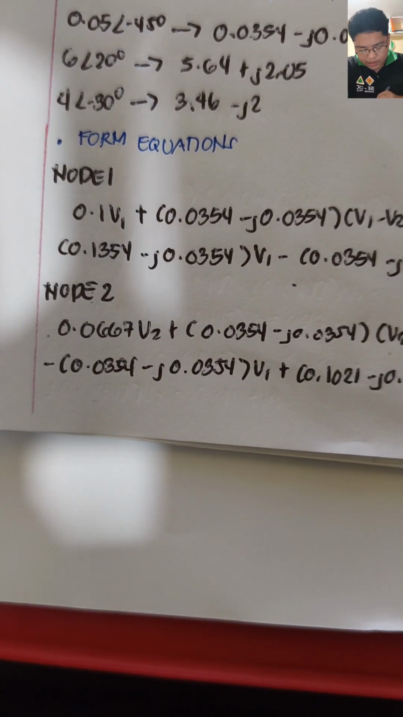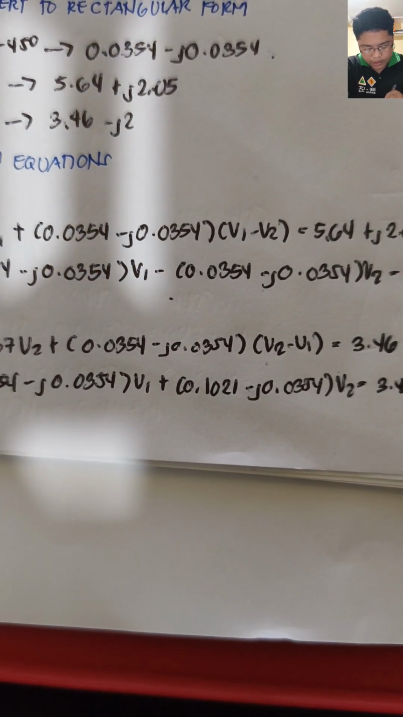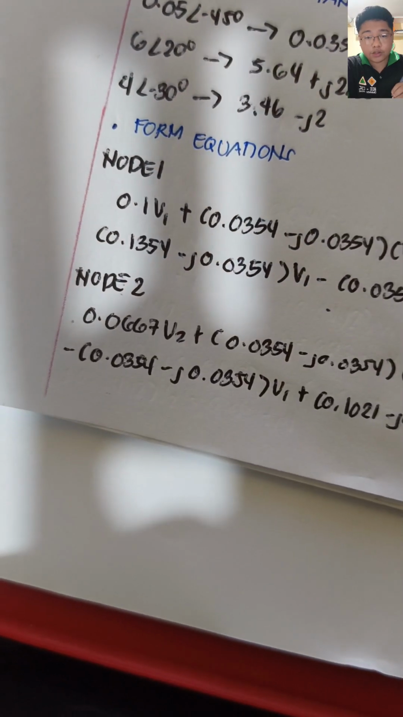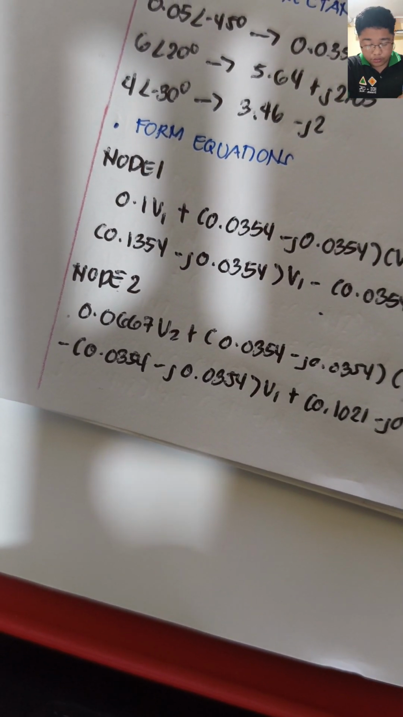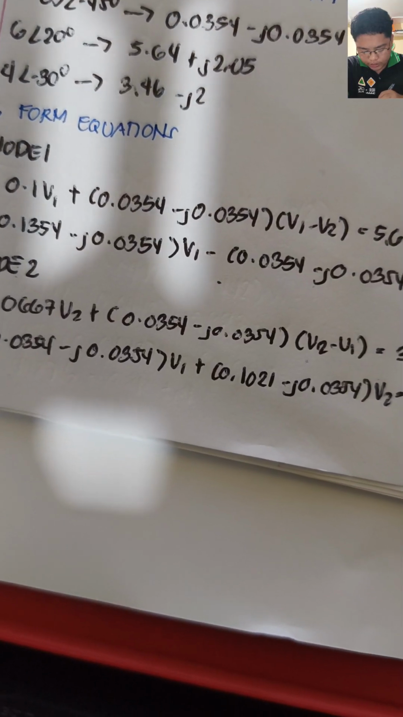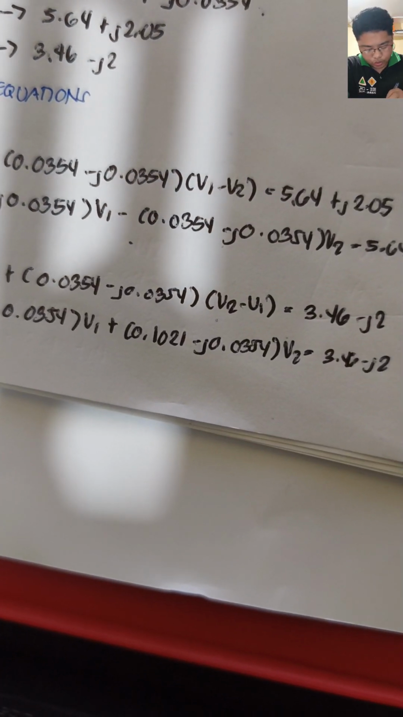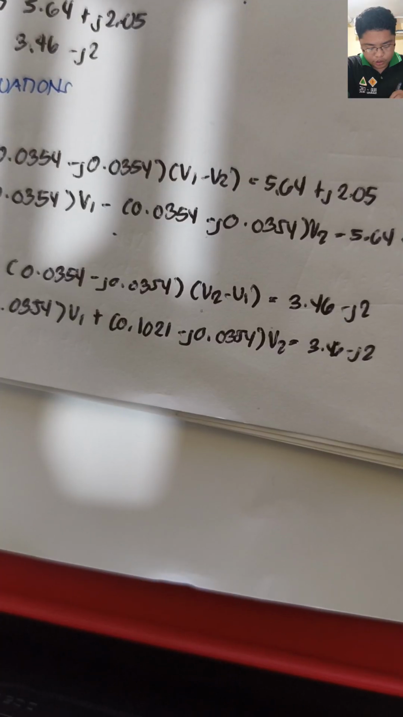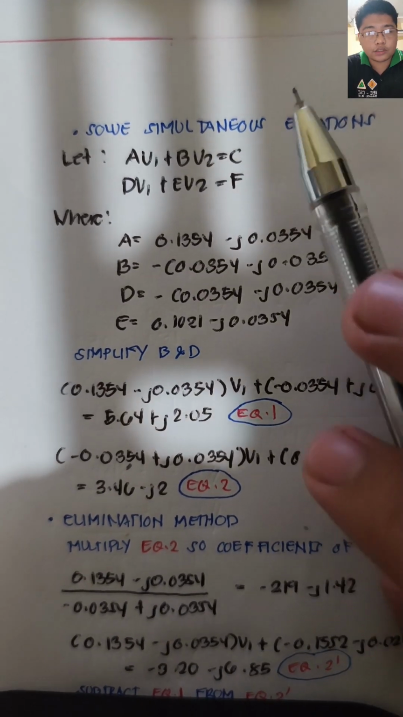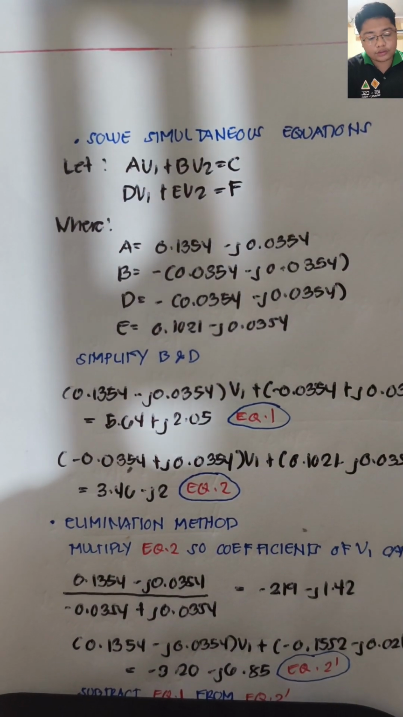At node 2, 0.0667 V2 plus (0.0354 minus j0.0354) times (V2 minus V1) equals 3.46 minus j2. Let's simplify again. So it becomes (negative 0.0354 plus j0.0354) V1 plus (0.1021 minus j0.0354) V2 equals 3.46 minus j2. Then we will solve the simultaneous equations using the elimination method.